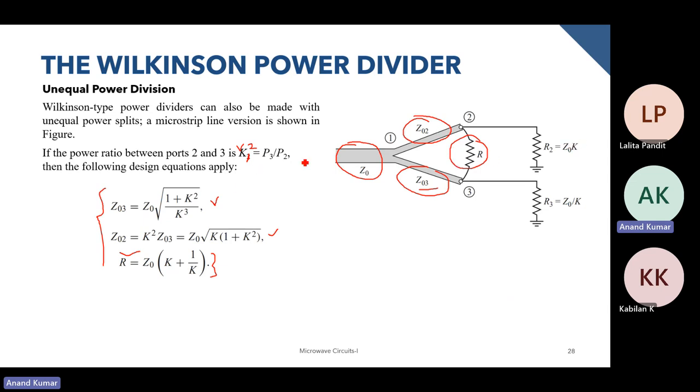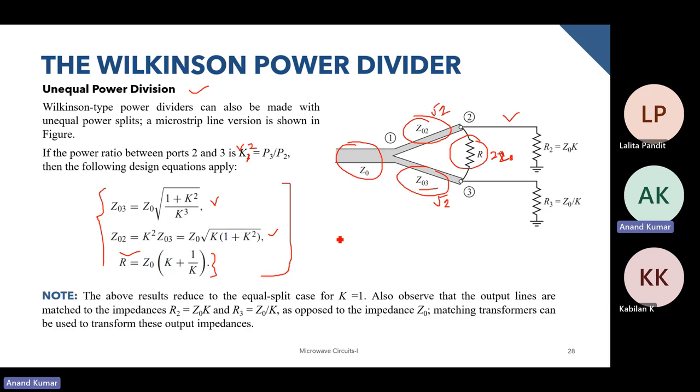If we wanted equal power division, that is for k equal to 1, then this will all simplify to this, where both of them become root 2 times Z0, and R will become equal to 2Z0. This is just to verify that this works for equal power division also. So this is the set of equations for unequal power division. So this is all for the power divider, I think.